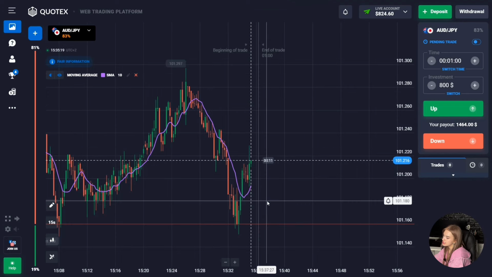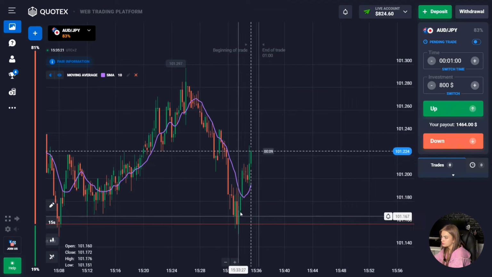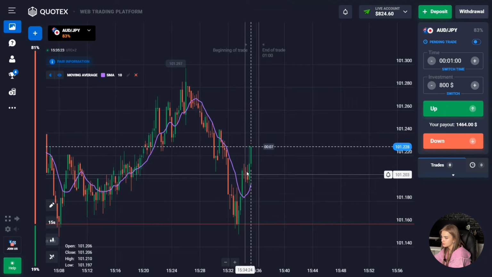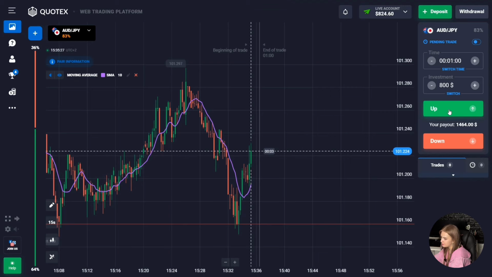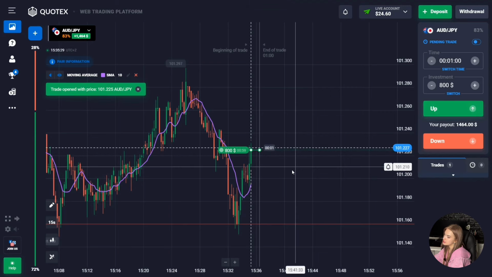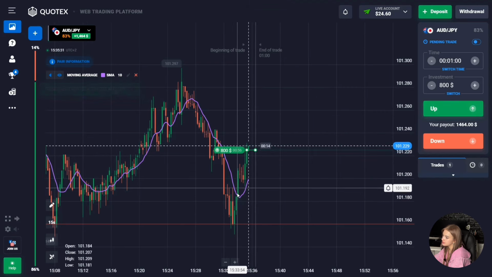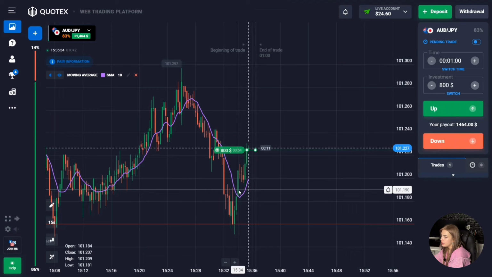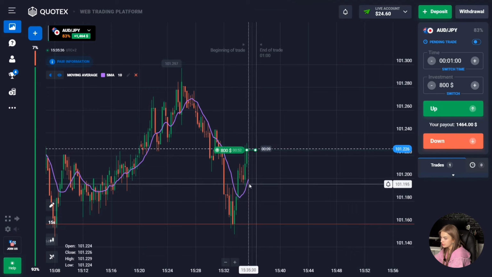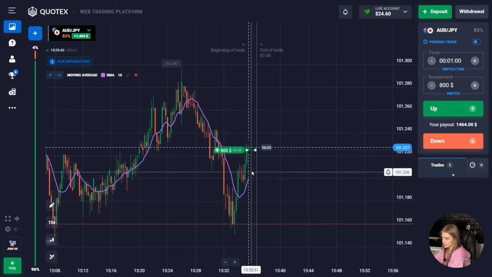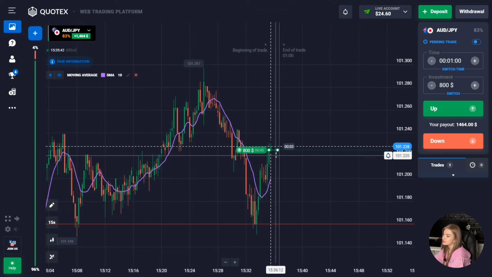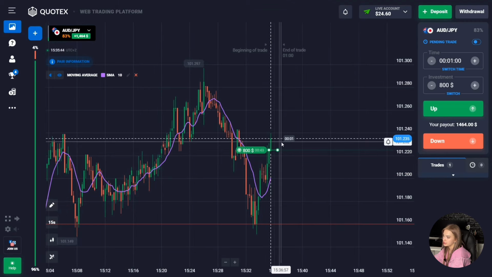So guys, here we see that a reaction has occurred from the support level and green candles are forming in this situation. I suggest opening a deal for 1 minute to go up. We see that the price has crossed the moving average from the bottom up and continued to move further. Also, the moving average itself has turned around and is moving after the price. This means that an upward movement is expected in the near future. It is on this movement that we'll try to make money with you.